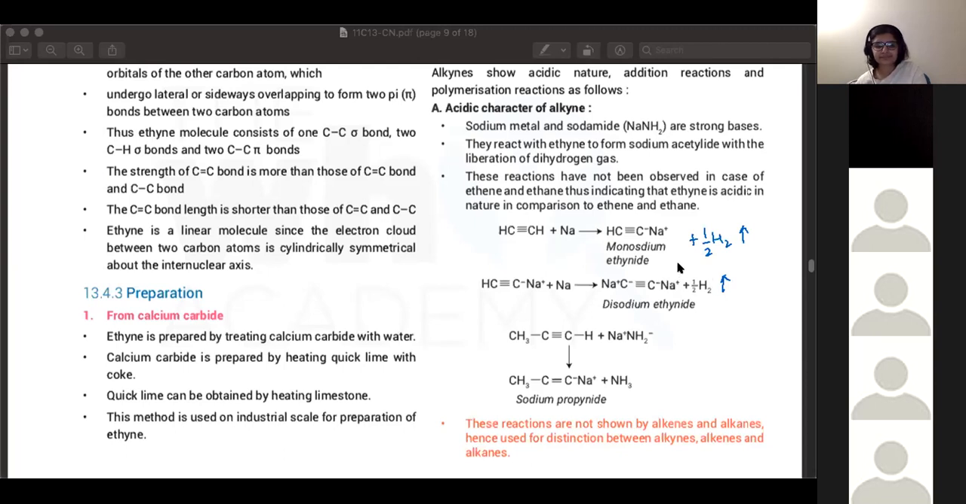So we add half H2 in the first reaction too. Yes, added in the first reaction also. That would be correct. And after that, what is the next step? Next step, so this is a different reagent again.